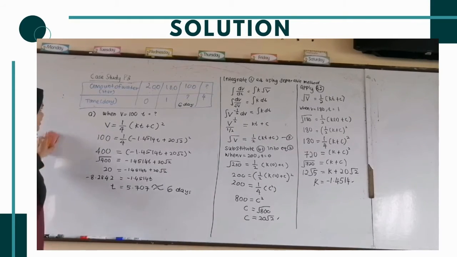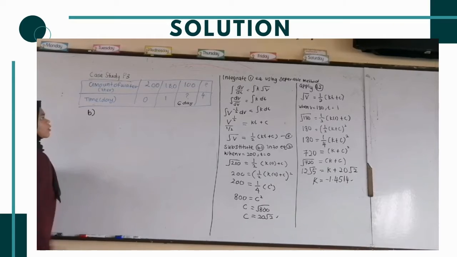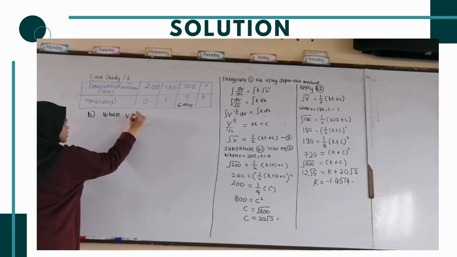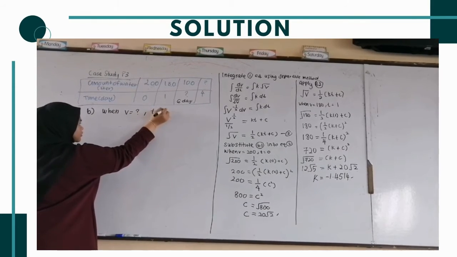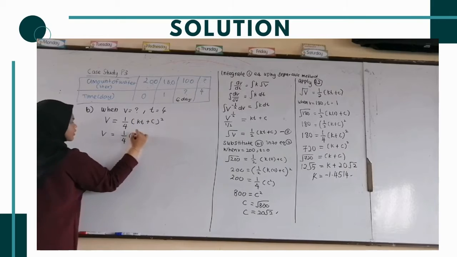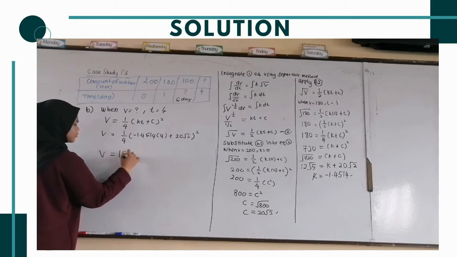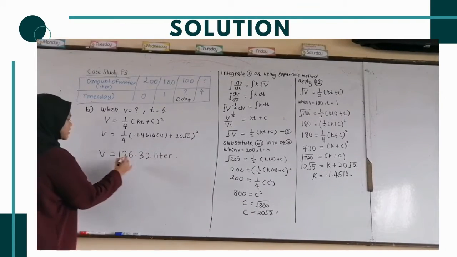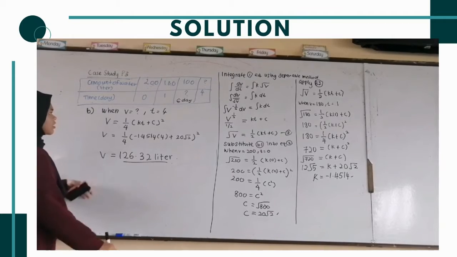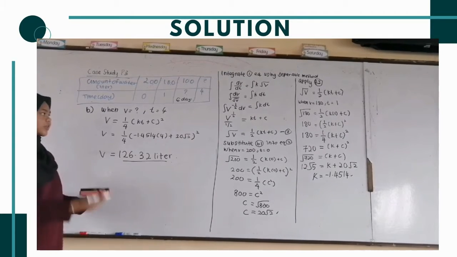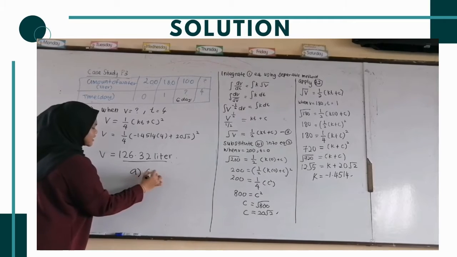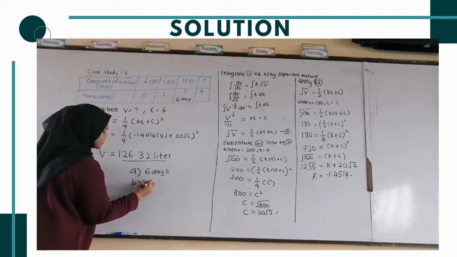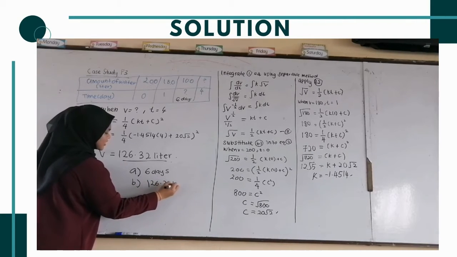Alright, so next is question B. We need to find the amount of water after 4 days. So when t is equal to 4, V is equal to 126.32 liters. The volume of water after 4 days is 126.32 liters. So the conclusion of this question: the answer for question A is 6 days, and the answer for the second question is 126.32 liters.